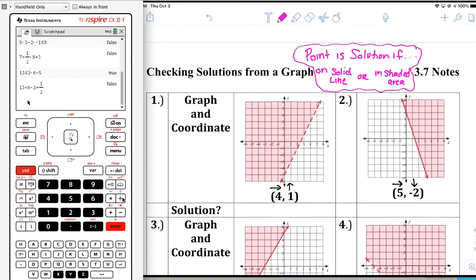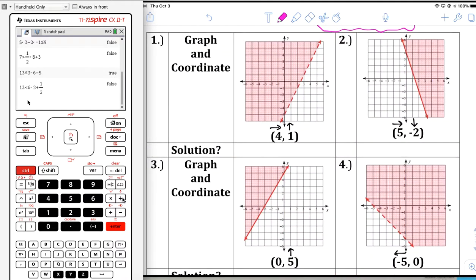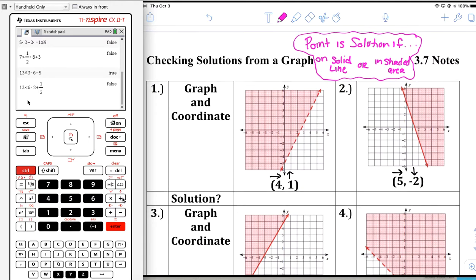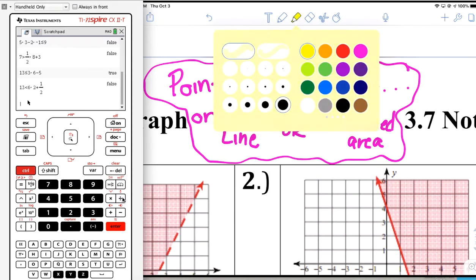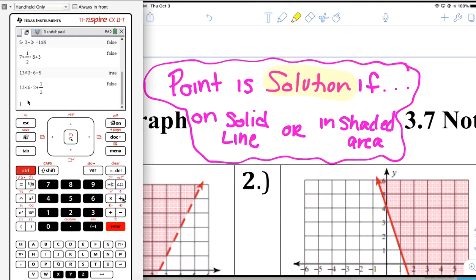Perfect. All right, the back page is a little bit easier. I want you to write this on the top of your paper. You are going to know if your point is a solution if it is on a solid line, no dashes, a solid line, or if it's in the shaded area. Here's how I remember this: solution starts with an S, solid starts with an S, shaded starts with an S. So a solution has to be in the solid or the shaded, okay?